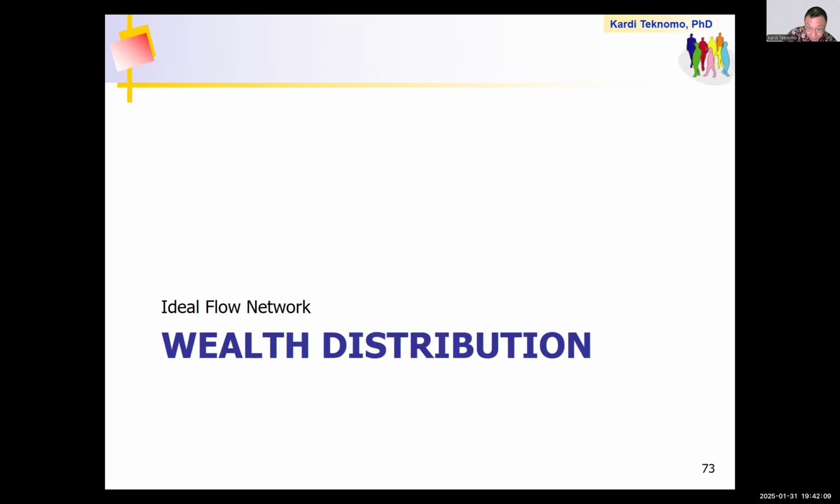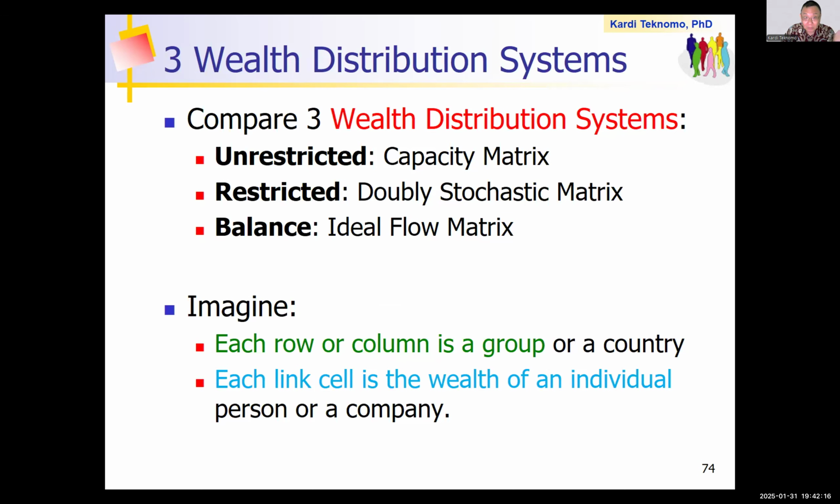Next, IFN can be used also to check the wealth distribution system. So imagine very simple numbers I will put. We want to compare three wealth distribution systems. We will have unrestricted, restricted, and balanced. Unrestricted means capacity matrix, and restricted means you will use doubly stochastic matrix, and then balanced means you will use ideal flow matrix.